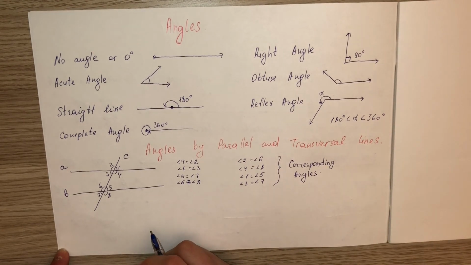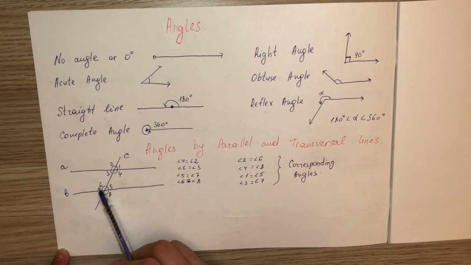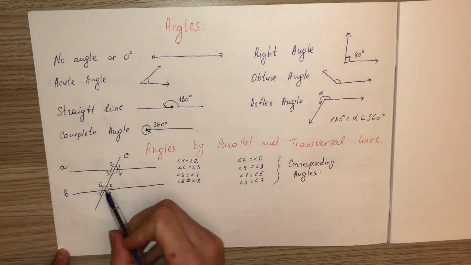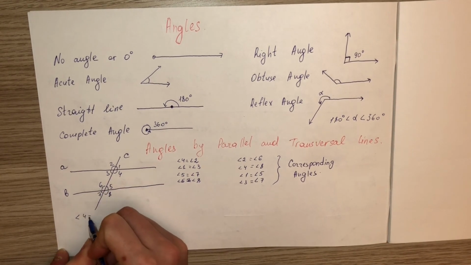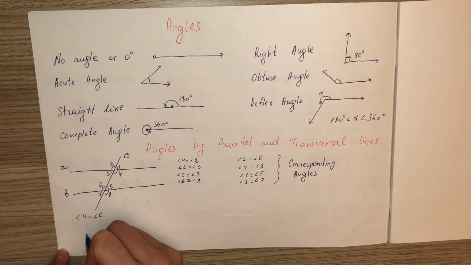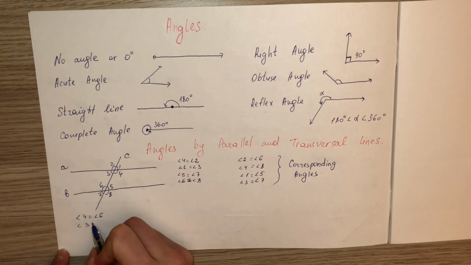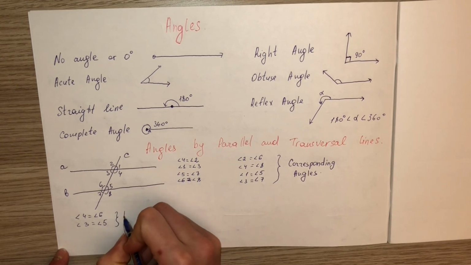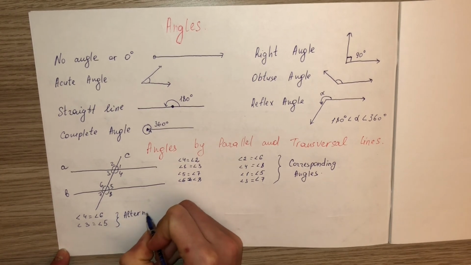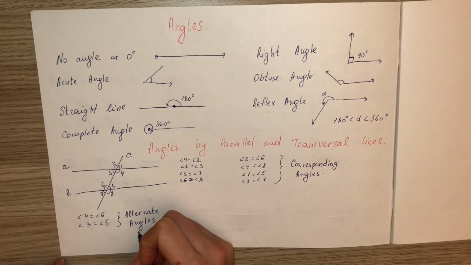Other angles: angle 4 and 6. As you see, these angles are also equal. I'll write it here. Angle 4 is equal to angle 6. Angle 3 is equal to angle 5. And these angles are called alternate angles. Let's continue.